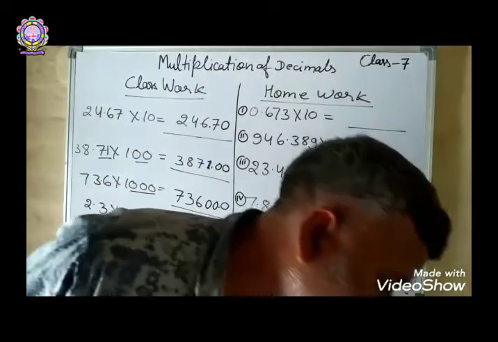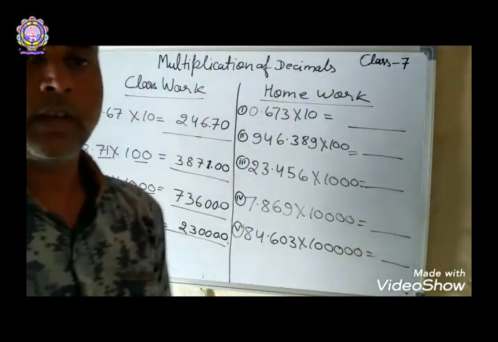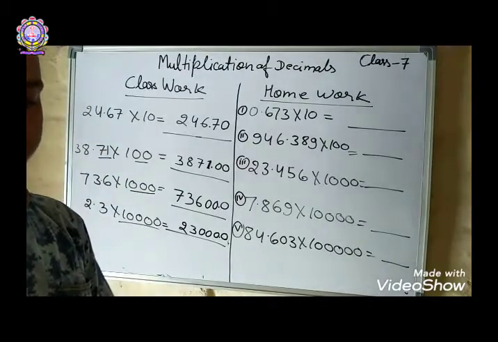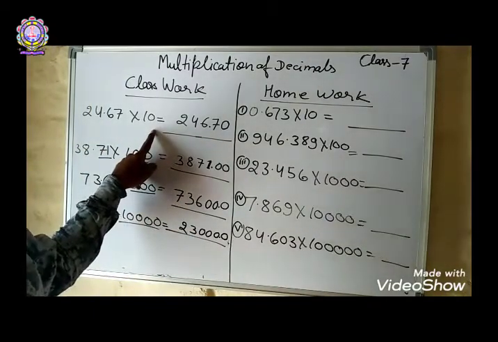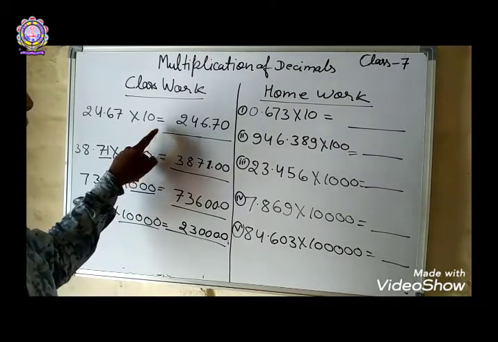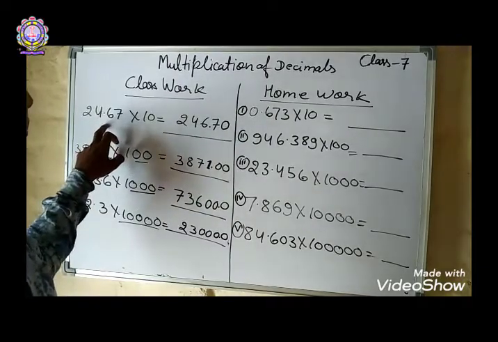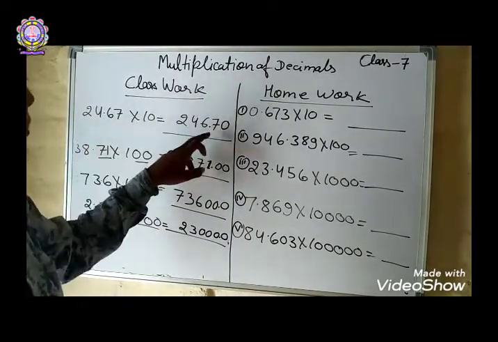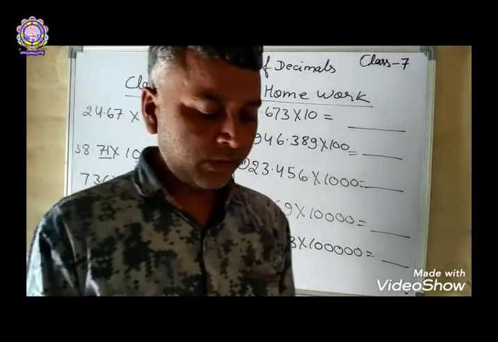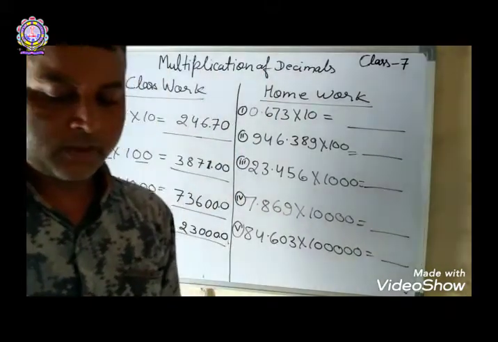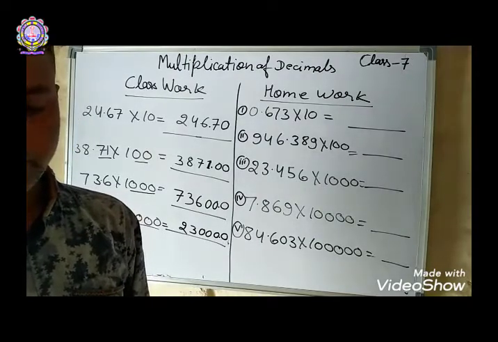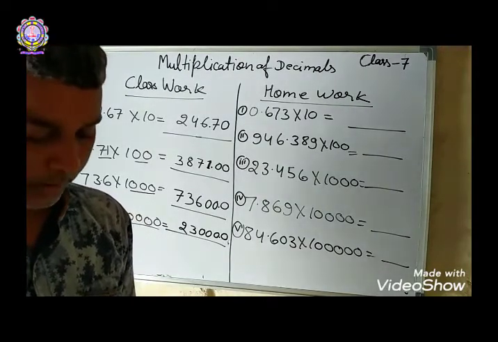And what are the rules for this? I explain to you. According to your book, when a decimal is multiplied by 10, shift the decimal point toward the right by 1 place. When a decimal is multiplied by 100, shift the decimal point towards the right by 2 places. When a decimal is multiplied by 1000, shift the decimal point towards the right by 3 places.